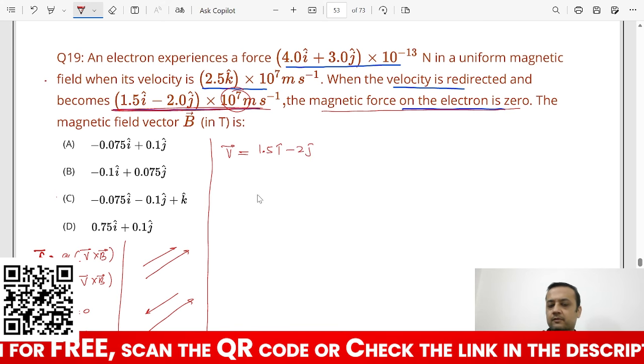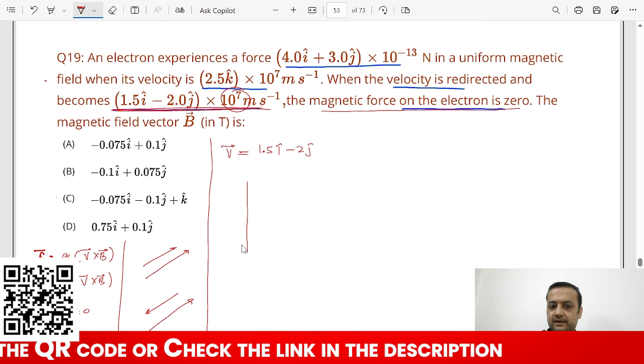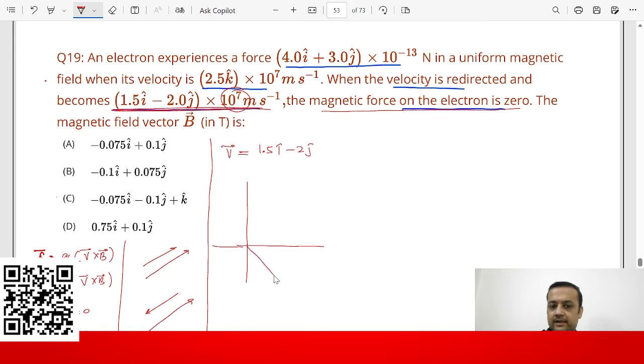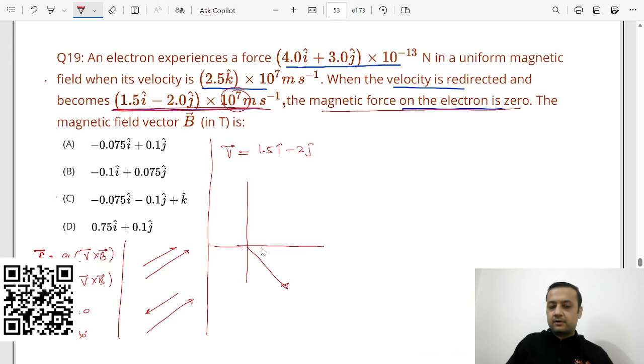Okay, so this is how velocity looks. If I draw the velocity vector on the coordinate axis, the x coordinate is 1.5 and the y coordinate is negative. That means the vector will point in this kind of direction. And what will be this angle?